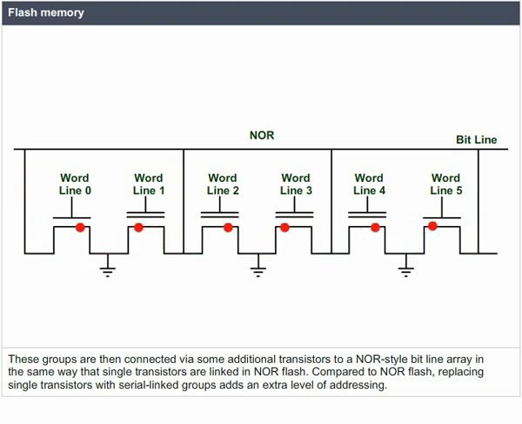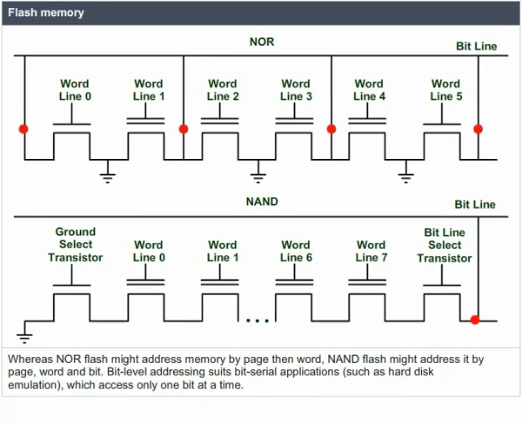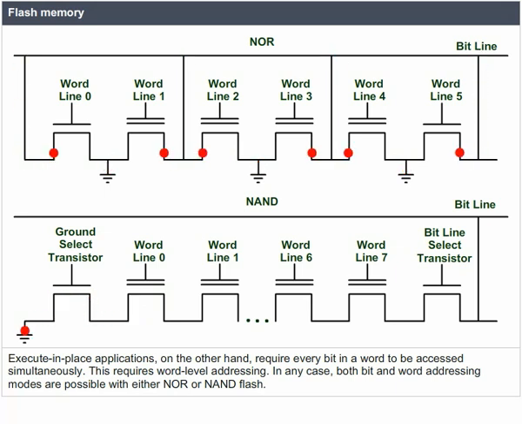Compared to NOR flash, replacing single transistors with serial link groups adds an extra level of addressing. Whereas NOR flash might address memory by page, then word, NAND flash might address it by page, word, and bit. Bit level addressing suits bit serial applications such as hard disk emulation, which access only one bit at a time. Execute in place applications, on the other hand, require every bit in a word to be accessed simultaneously. This requires word level addressing. In any case, both bit and word addressing modes are possible with either NOR or NAND flash.